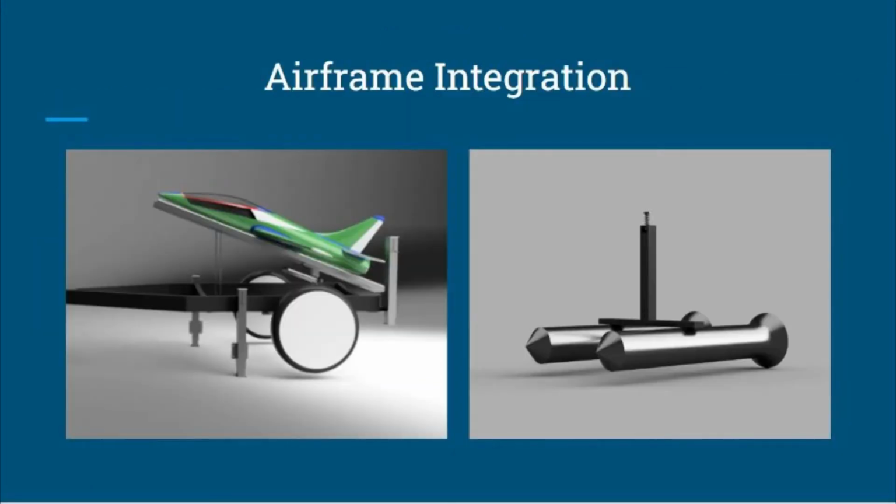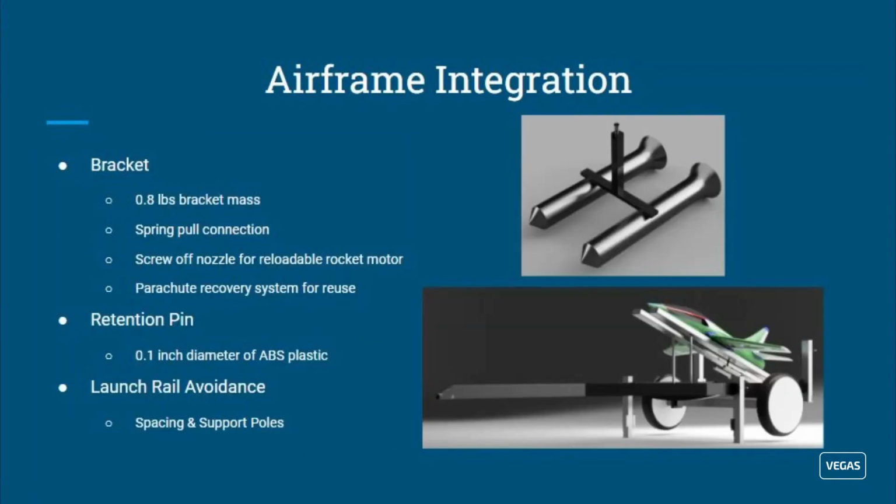Issues faced in airframe integration are the design of a mounting bracket for the rocket, a retention pin to hold the aircraft in place until the rocket reaches the required thrust, preventing the aircraft from hitting the launch rail, a way for the bracket to detach from the aircraft, and a recovery system for the rocket and bracket after it detaches. For the bracket, our final design weight was 0.8 pounds, with a spring pull connection to mount the bracket to the aircraft that will release during flight.